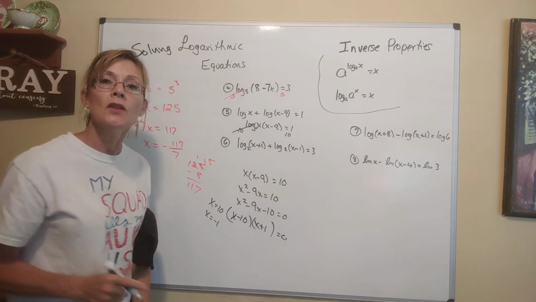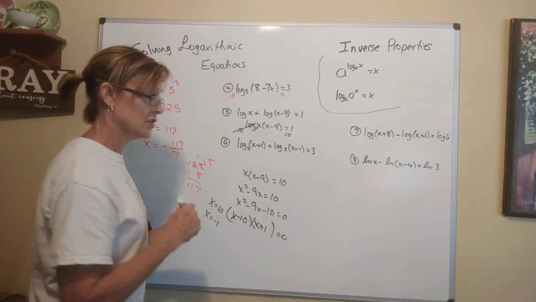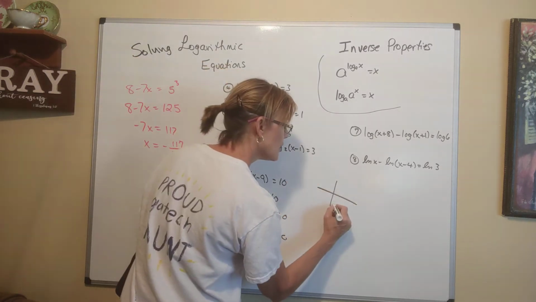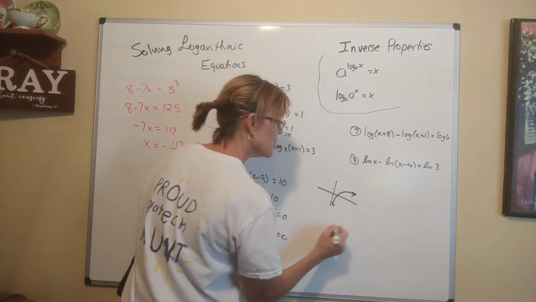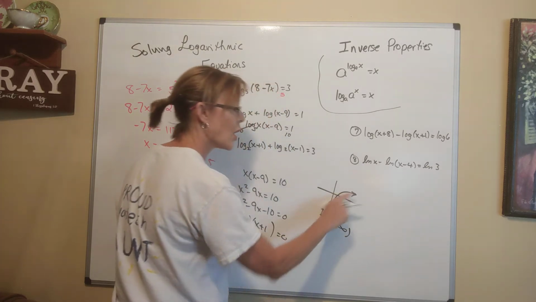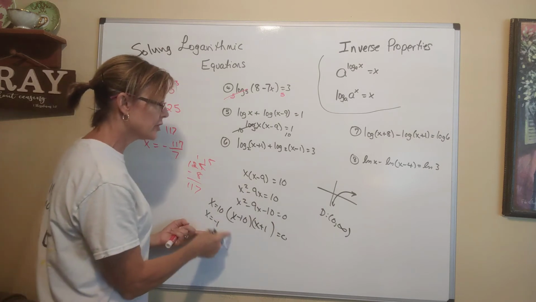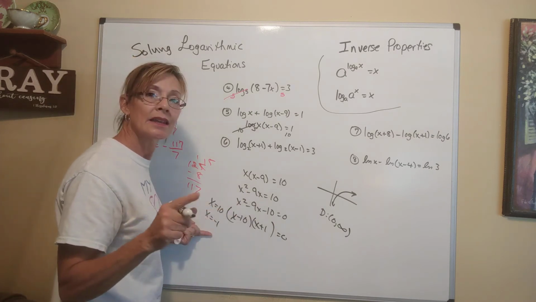Now, this is a logarithmic equation, and logarithms have a domain issue, right? If you think of what a log graph looks like, it looks like this. So the domain is 0 to infinity. So the domain is, you can only put positive numbers in there. So you've got to check your answers at the end to make sure you're not getting into trouble.